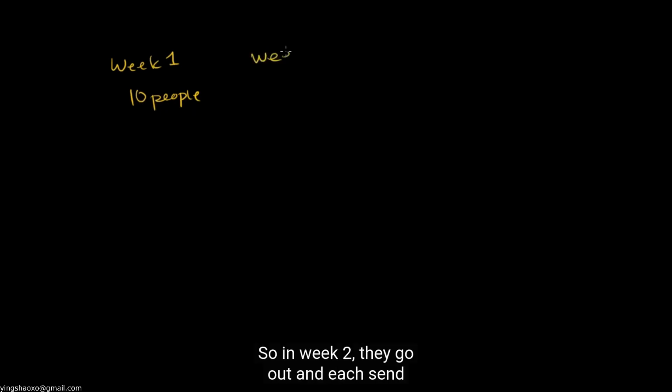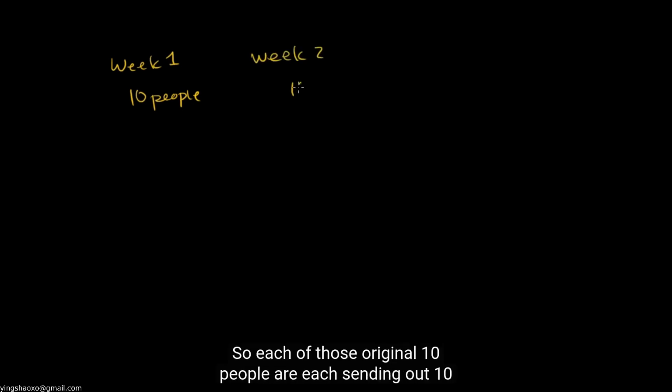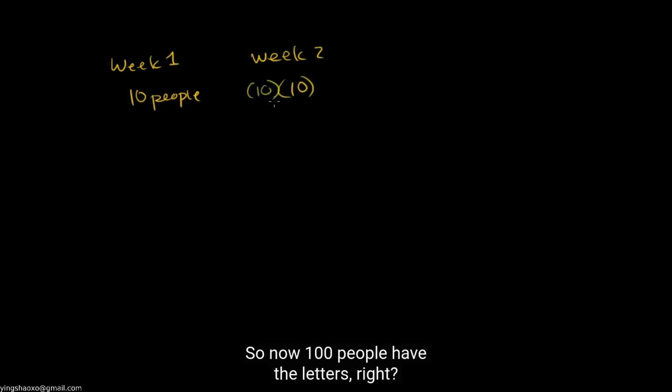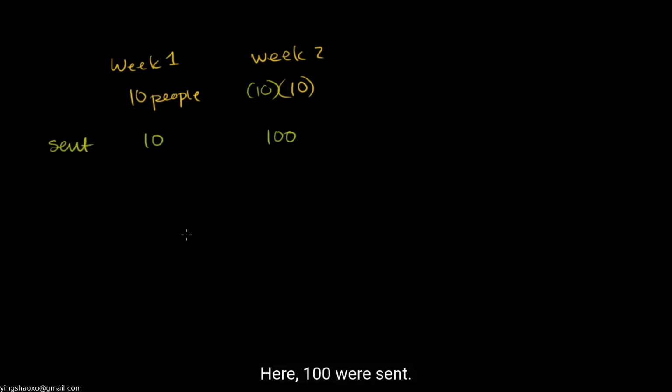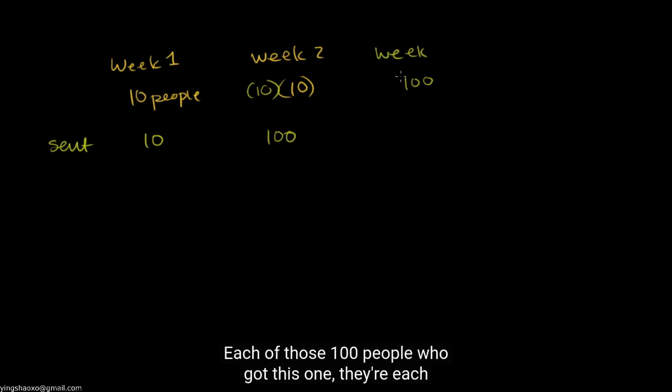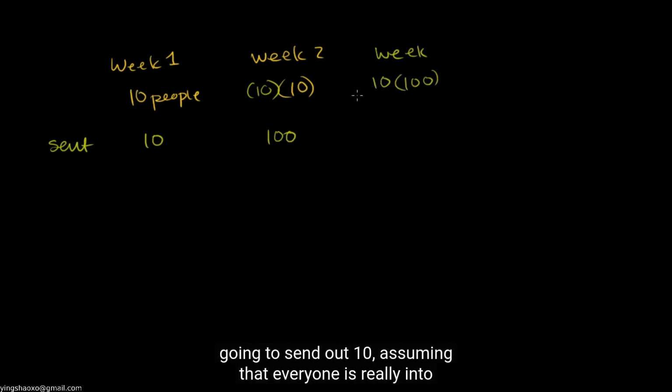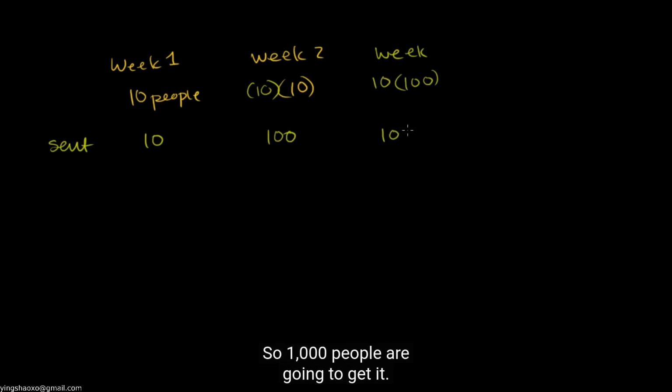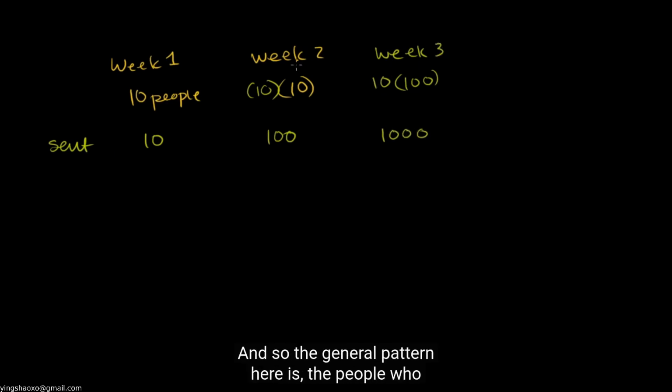So in week 2, they each send it to 10 more people. Each of those original 10 people is sending out 10 more of the letters. So now 100 people have the letters, right? Each of those 10 sent out 10, so 100 letters were sent out. 10 were sent in week 1, 100 were sent in week 2. In week 3, what's going to happen? Each of those 100 people is going to send out 10, assuming that everyone is really into chain letters. So 1,000 people are going to get it. And so the general pattern here is the people who receive it.